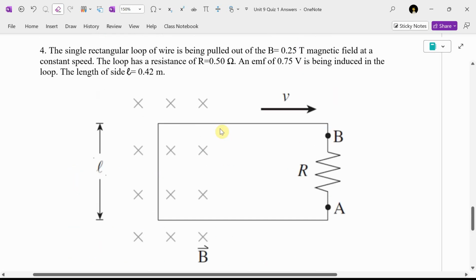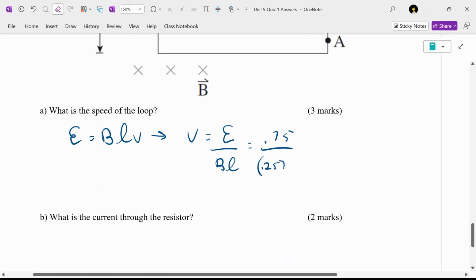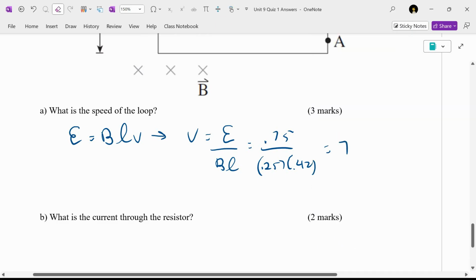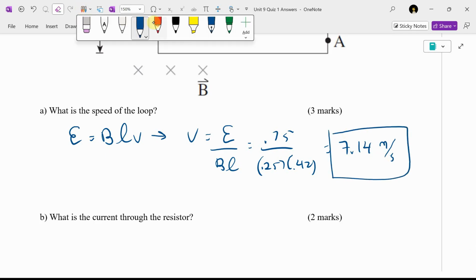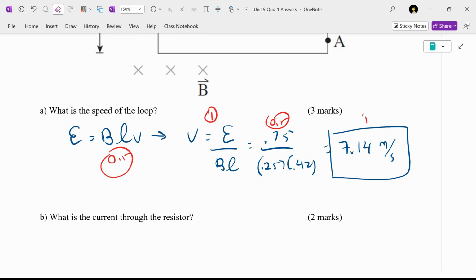I'm sure I gave you the magnetic field in Tesla, 0.25. And the length was 0.42 meters. 0.75 divided by bracket 0.25 times 0.42, and I get the speed must be 7.14 meters per second. Is that correct, folks? People nodding? If you got that right, 3 out of 3. Otherwise, I would probably go half mark for that, 1 whole mark for that, half mark for the numbers, and 1 mark for the answer.